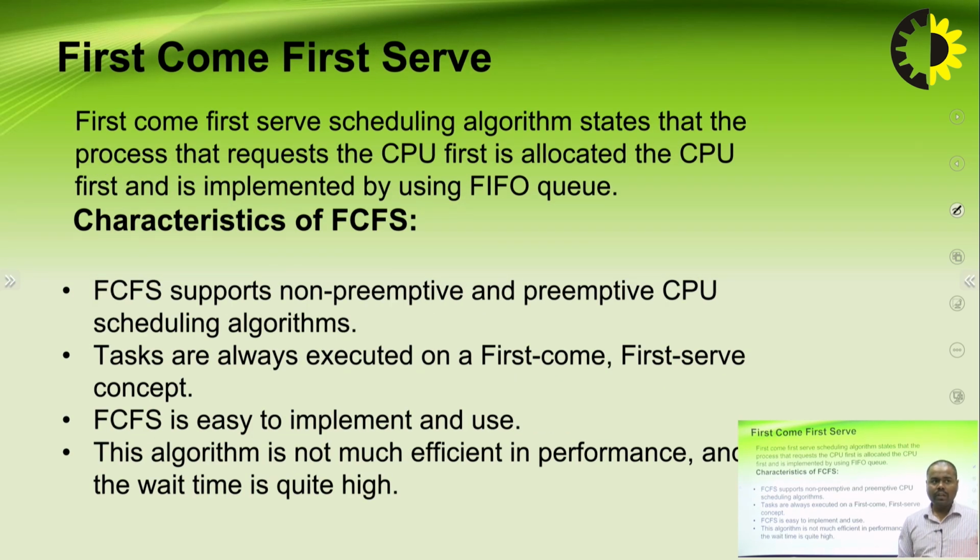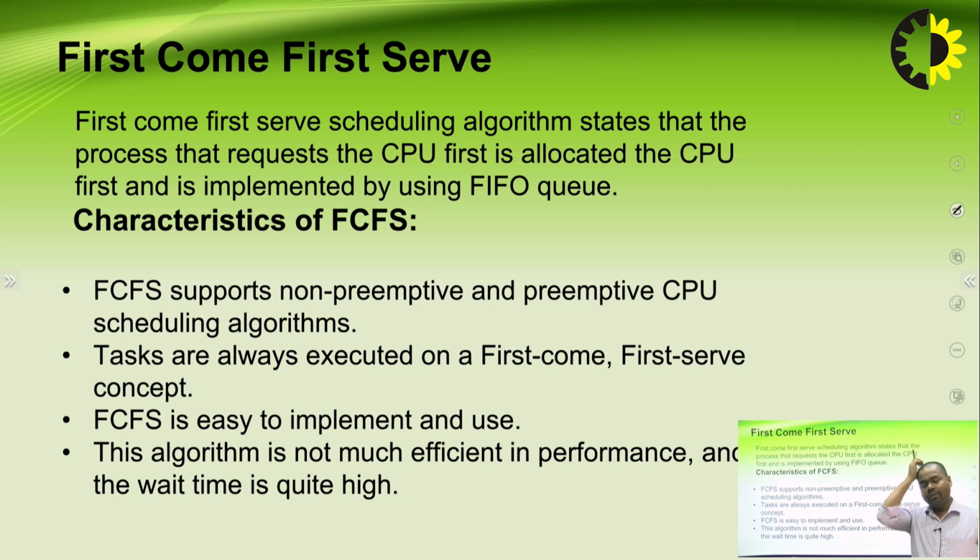Now the first scheduling algorithm is first come first serve. The first come first serve scheduling algorithm states that the process that requests the CPU first is allocated the CPU first, and it is implemented using the first in first out queue method.